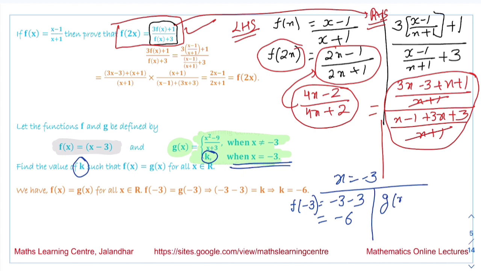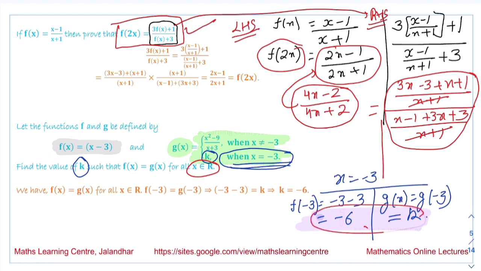And for g(x), we are talking about g(-3), which is equal to k when x is equal to -3. It is given that at x = -3 both these values are equal, because they are equal at every point of their domains, that is, for every real value. So the value of k we obtain is equal to -6.